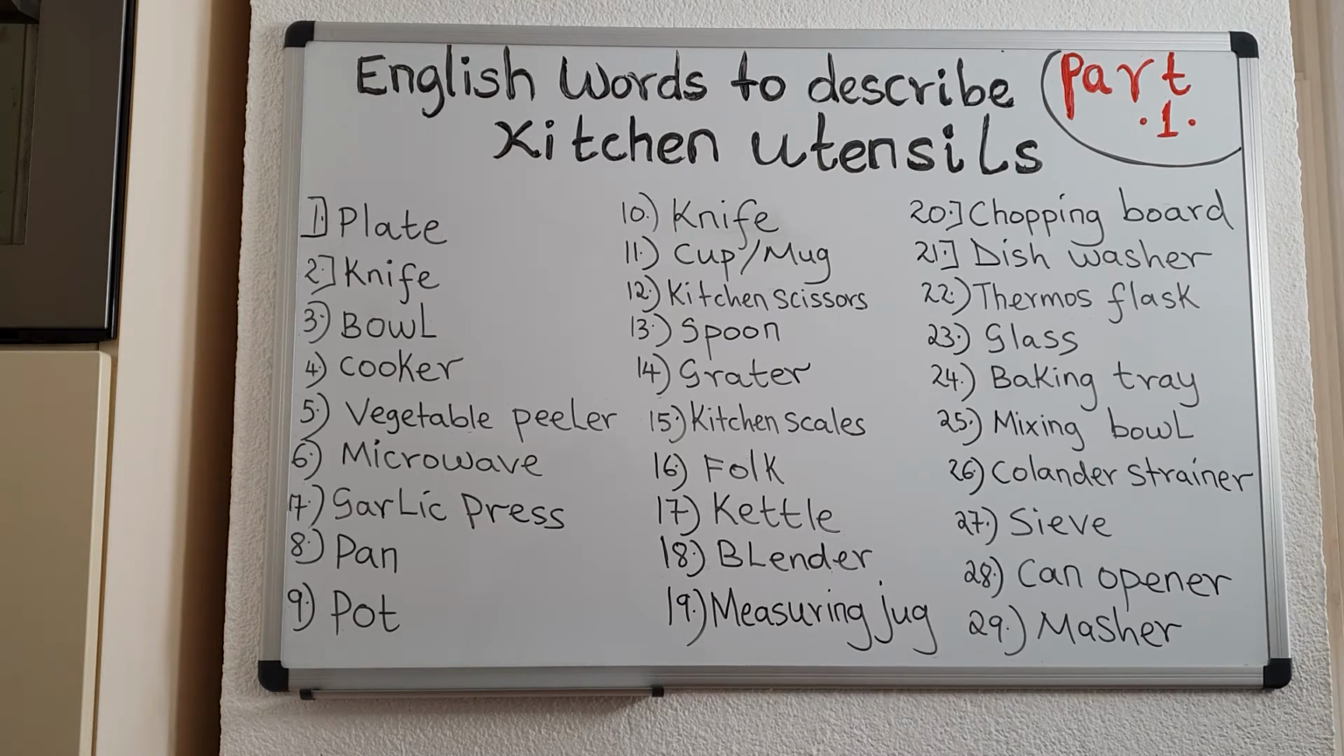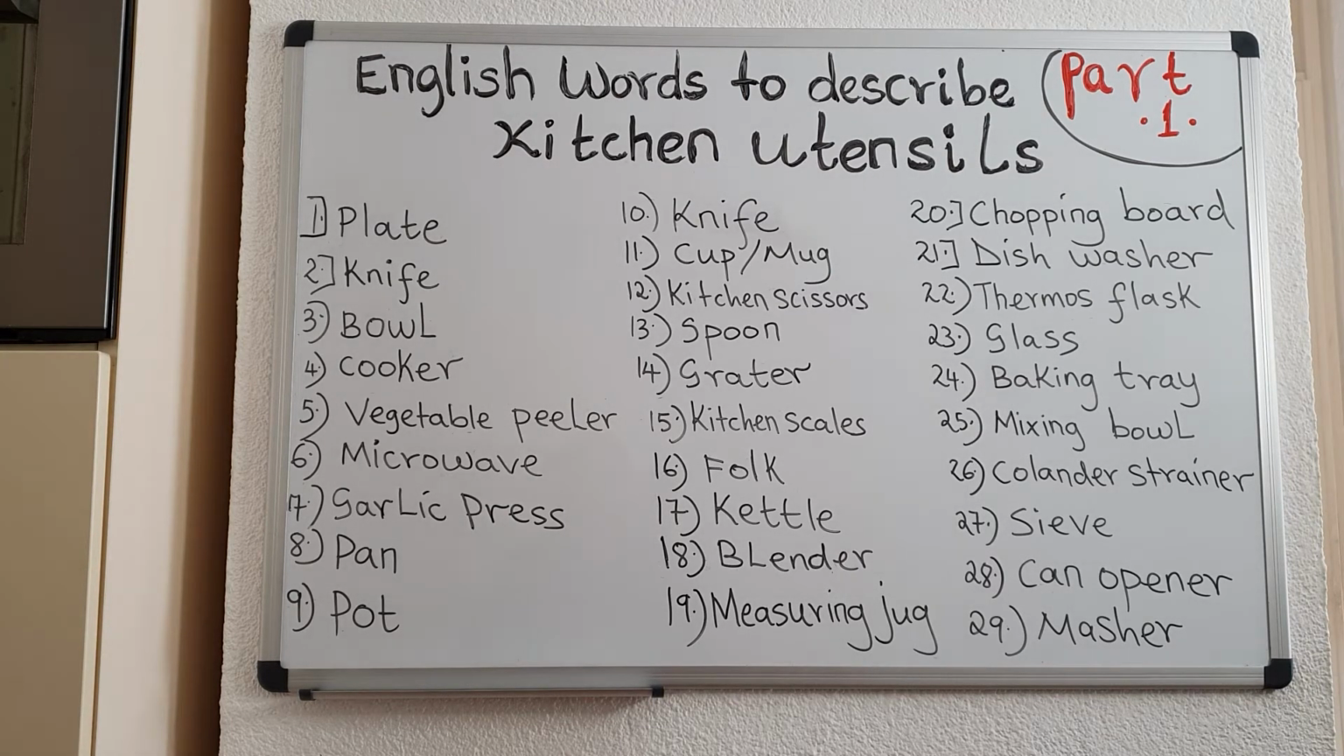Now, the next word is pot. Pot. Now, this is a container that we use to boil things. If you want to boil, for example, potatoes, you will use a pot. It is a container that is deep, okay? It is quite deep, and it is made of silver.